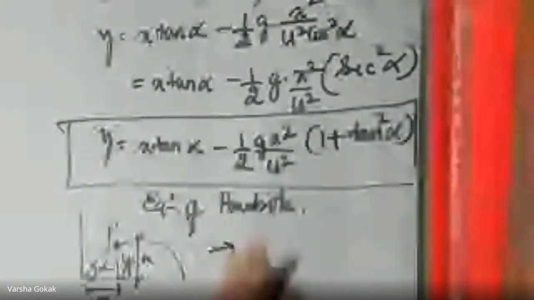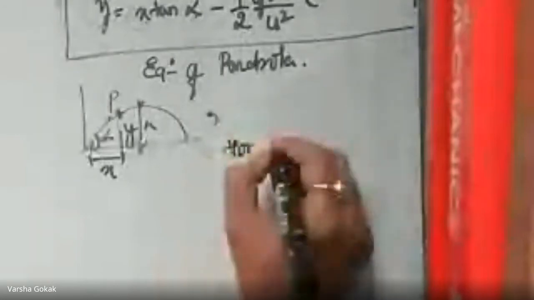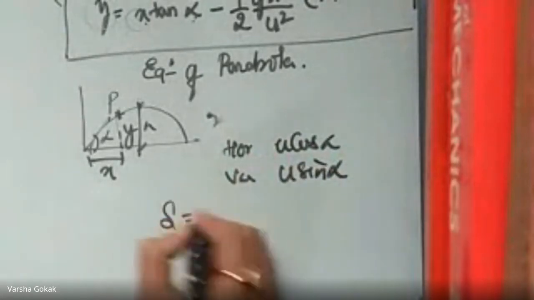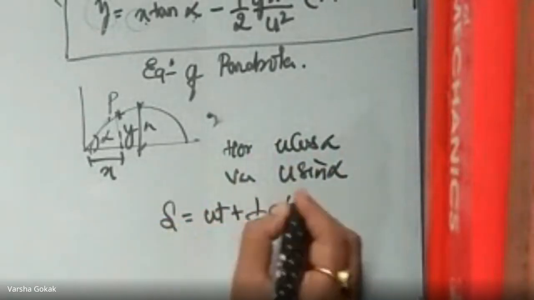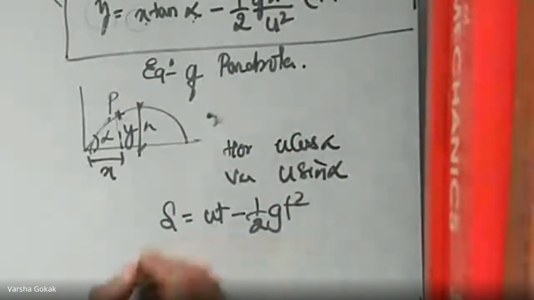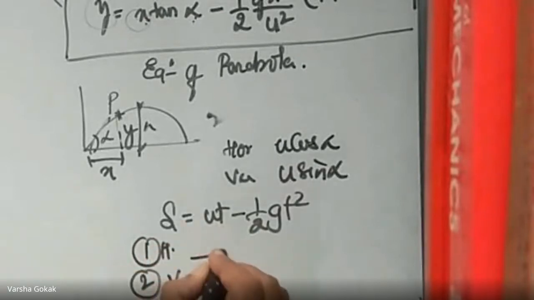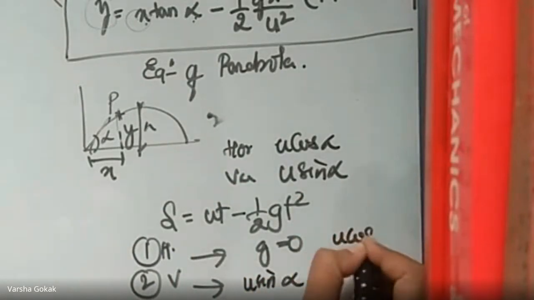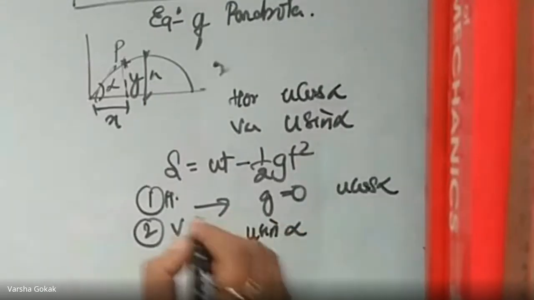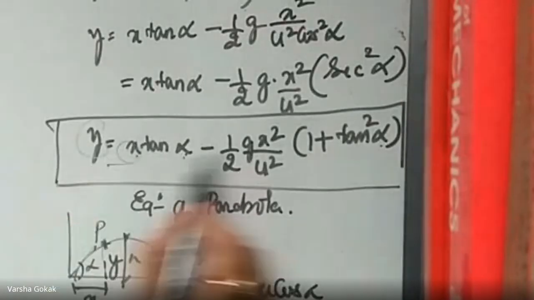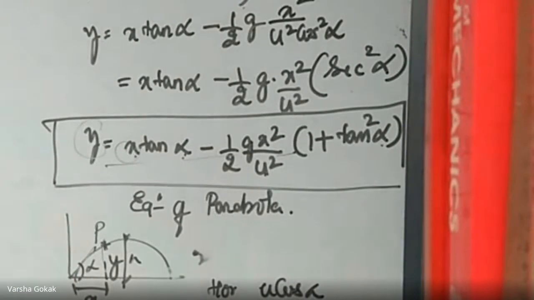So you all start with what? First you have the horizontal component, that is u cos alpha, and the vertical component, that is u sin alpha. Then you will use s equal to ut plus half gt square. In this it is going against gravity, so it becomes minus half gt square. You will do it once for horizontal and once for vertical. When I'm considering horizontal, g is 0. When I'm considering vertical, you will substitute u as u sine of alpha, and here u is u cos of alpha. You'll get two equations. From the horizontal equation, you will get an equation for t. Substitute it in the vertical equation, and you will get this final equation of parabola.